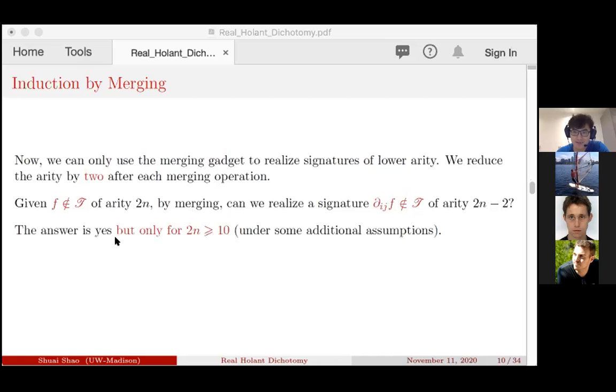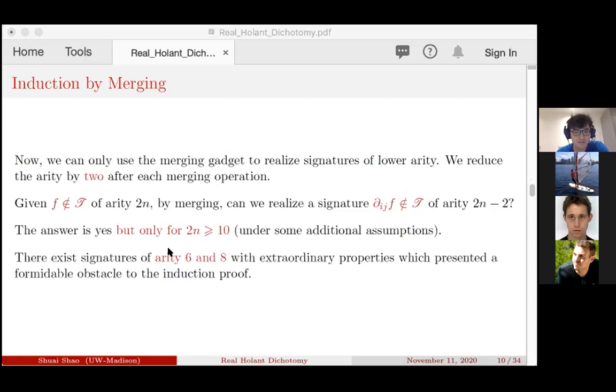Well, the answer is yes, but only for signatures of arity larger than or equal to 10, so at least 10. Here we still need to make some additional assumptions, these signatures being real valued. But there do exist signatures of arity 6 and 8 with extraordinary properties, which present a formidable obstacle to the induction proof. So the induction proof does not work as usual in the case of signatures of small arity.